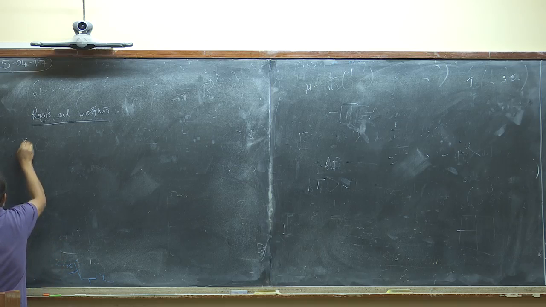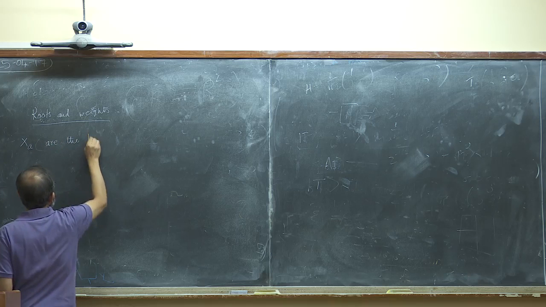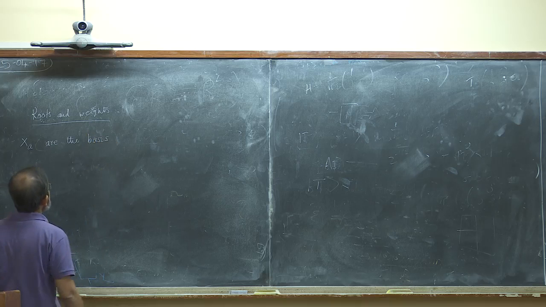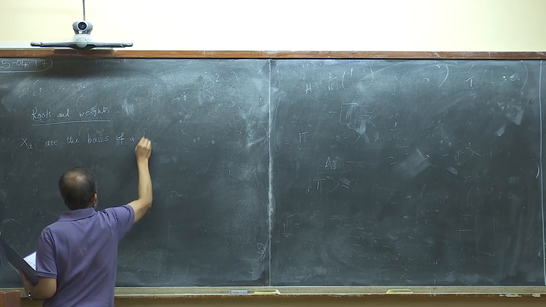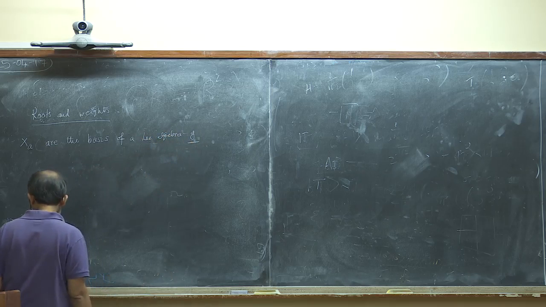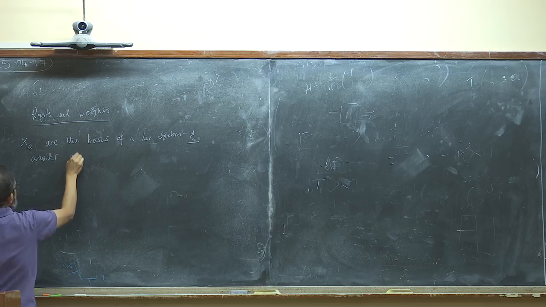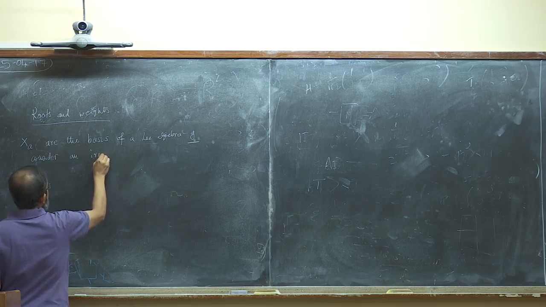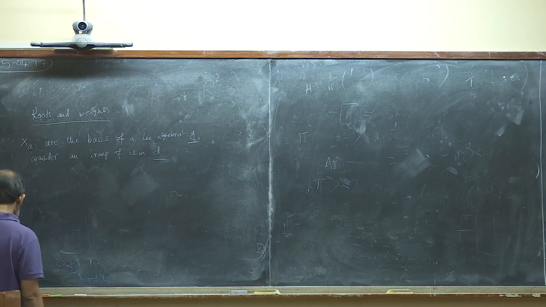So, suppose that X_a are the basis. In physics, this is often called generators of the Lie algebra G, and we consider an irrep of dimension d.